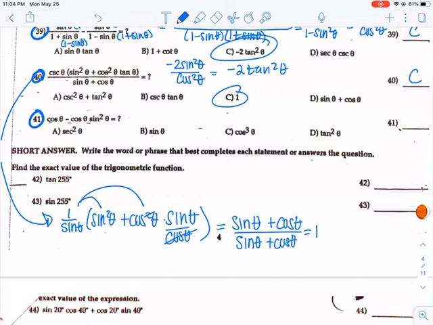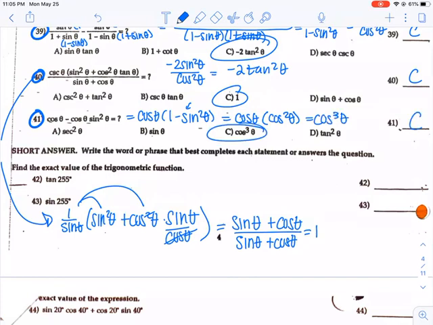Let's take a look at that last one. You can factor. Let's factor out a cosine, leaving you with 1 minus sine squared. And 1 minus sine squared is the same as cosine squared. So cosine times cosine squared is cosine to the third, which is again C.